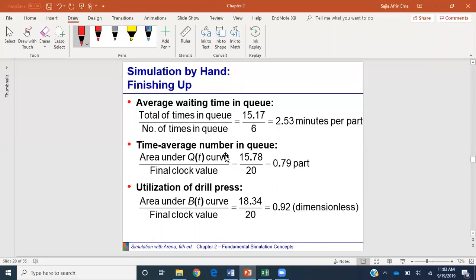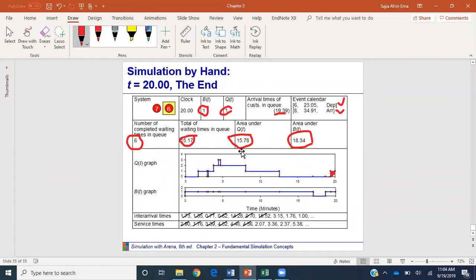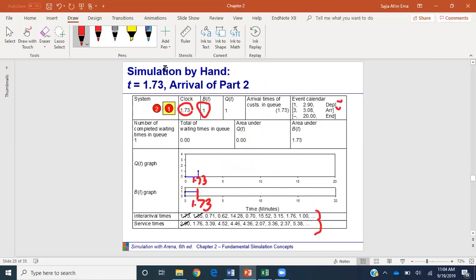Next, time average number in queue. How can we find that? Area under QT graph over final clock value. So area under QT graph is not 15.17, it's 15.78. You just add all the area under this QT graph and then divide it by 20, because that's the length of our simulation run.